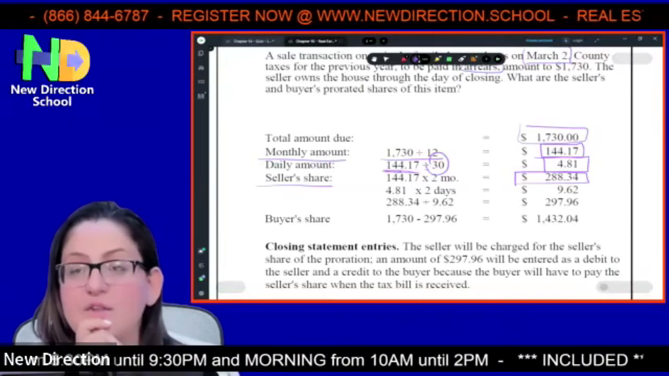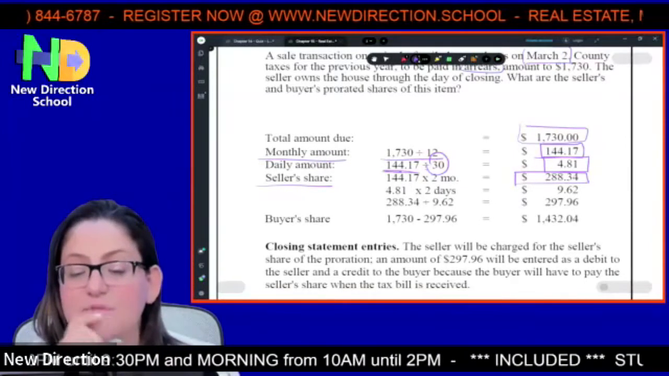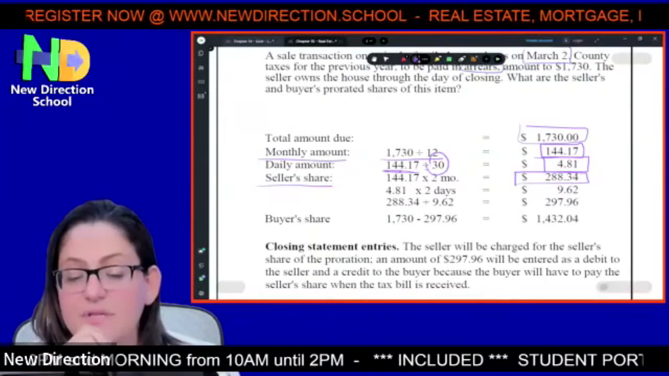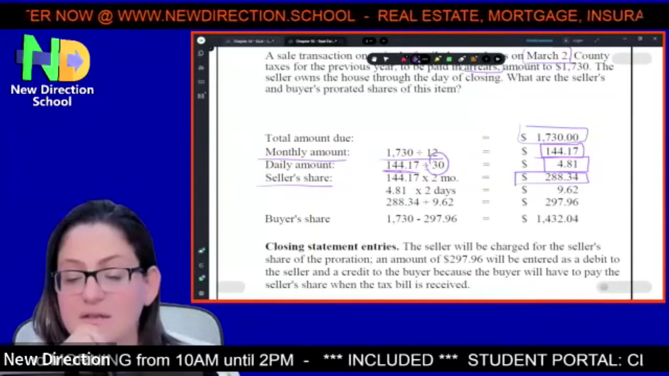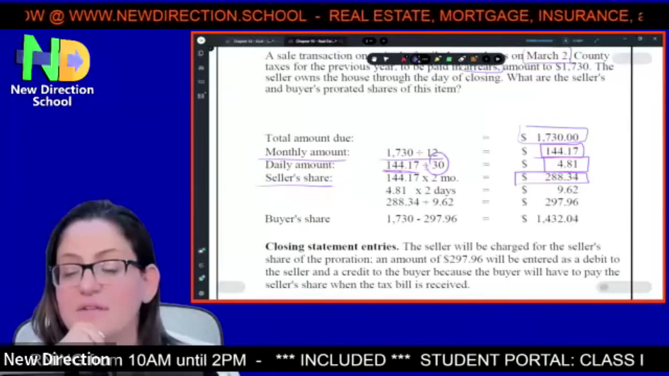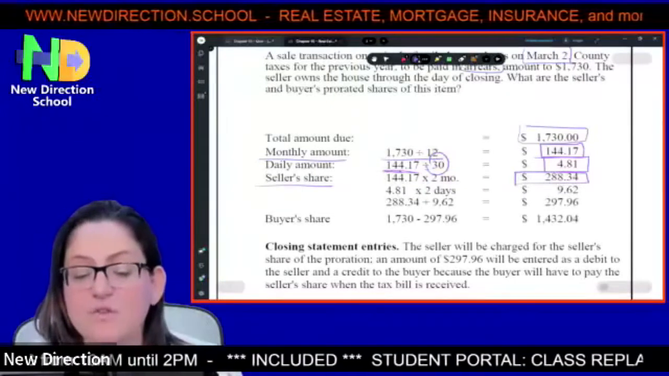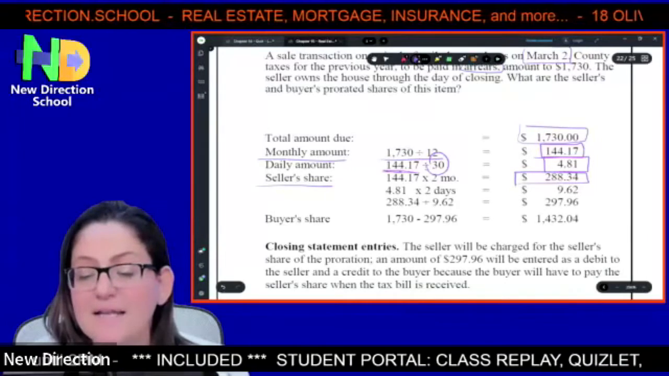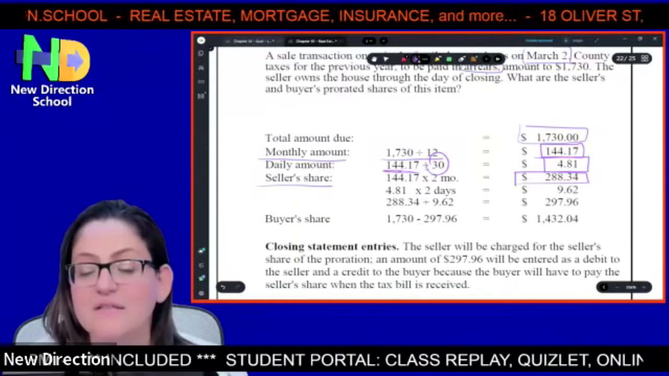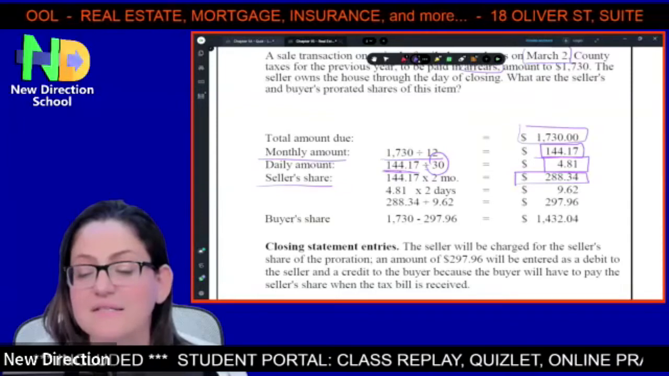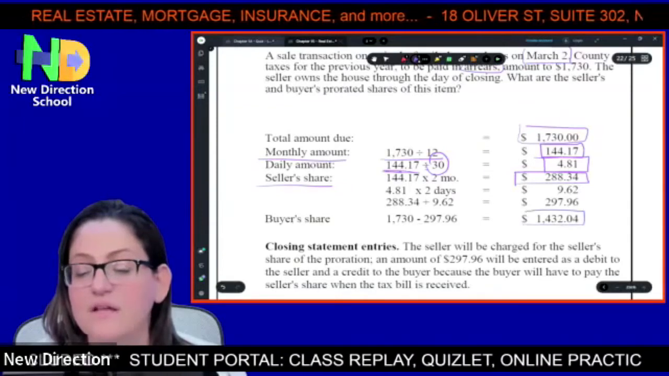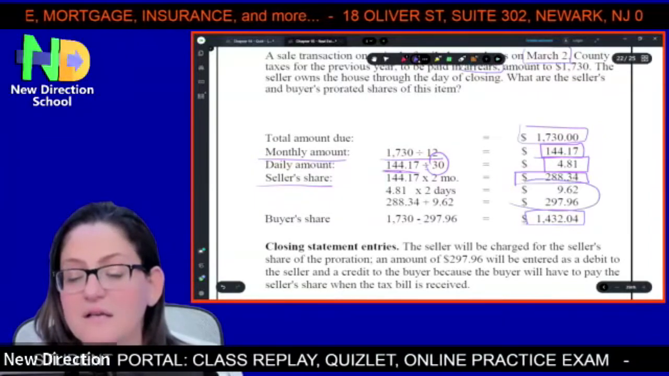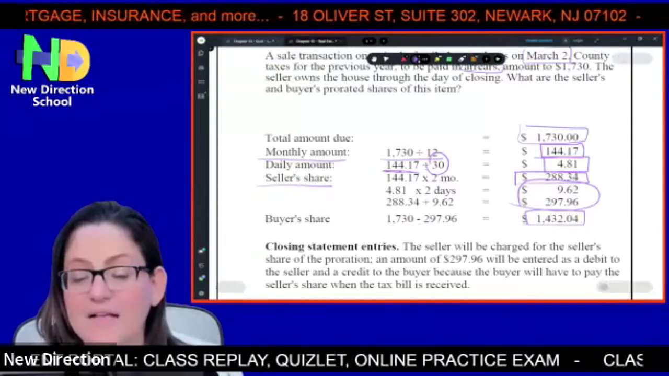Now we continue at $4.81 times 2 days, $9.62. $288.34 plus $9.62 equals $297.96. So the buyer's share is 1,730 minus 297.96, and you'll see here the result is 1,432, because we're talking about the days that the buyer has to pay.